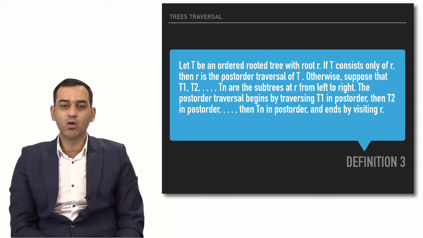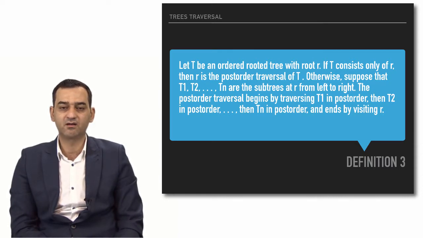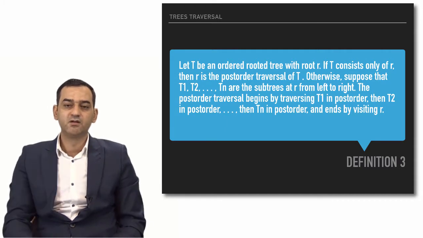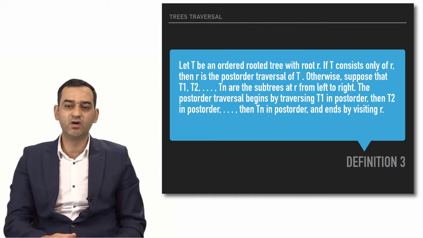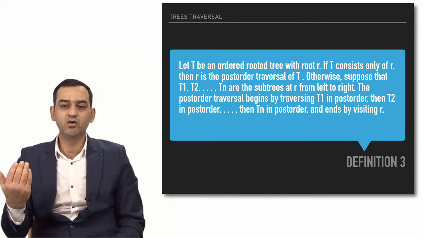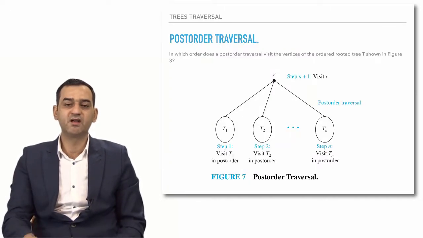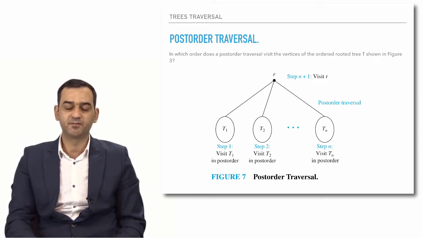Let T be an ordered rooted tree with root R. If T consists only of R, then R is the post-order traversal of T. Otherwise, suppose that T1, T2, ..., Tn are the subtrees at R, from left to right. So the post-order traversal begins by traversing T1 in post-order, then we go to T2 in post-order, then Tn in post-order, and ends by visiting R.